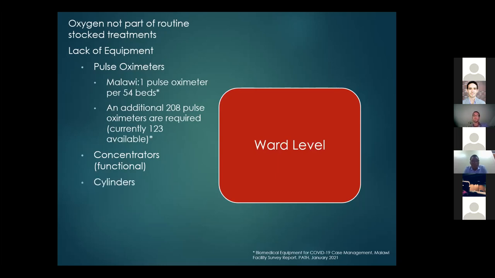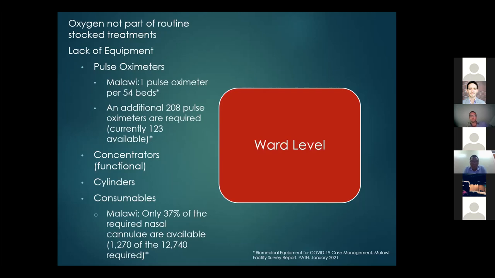Many concentrators that are there are not functional. And even those that are functional, most of them are not able to deliver the required quality of oxygen. I know Queens is looking into assessing all their concentrators at the moment to give a report. We'll be able to share that later on. And you have an issue of consumables as well. Nozzle cannulas, as an example, only 37% of the required ones were available. So there was also a gap on what device to use to give the oxygen; the options for patients were limited.